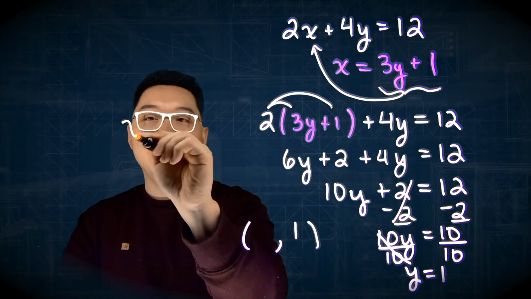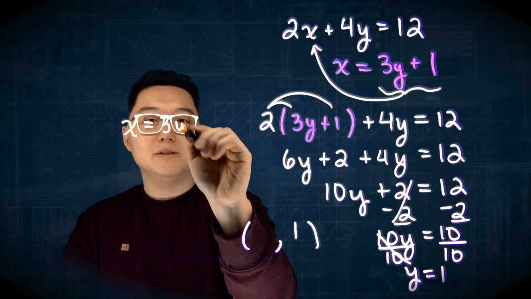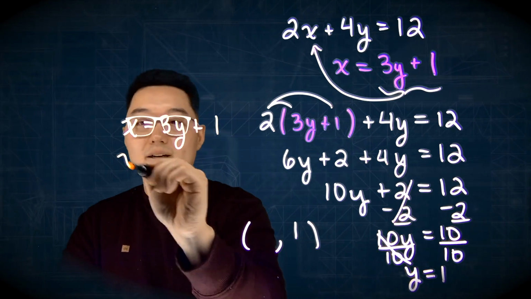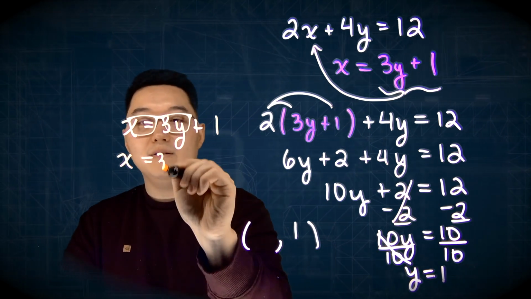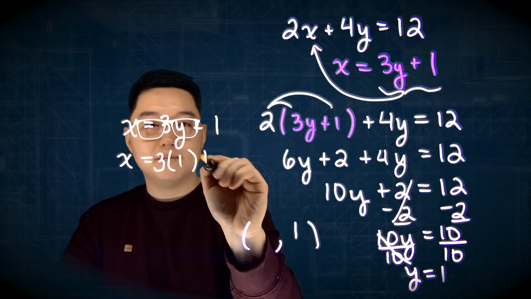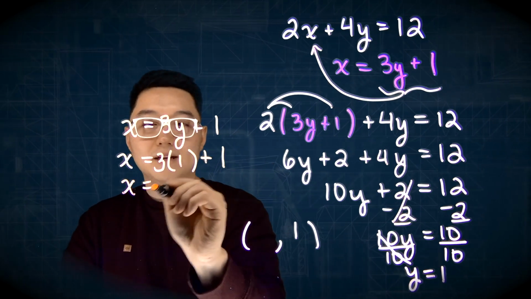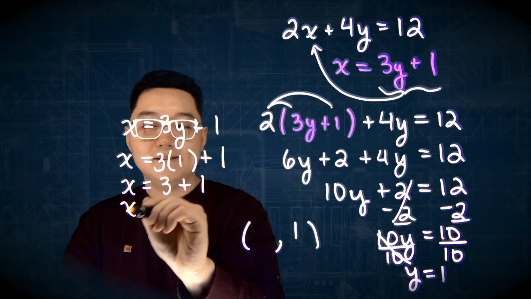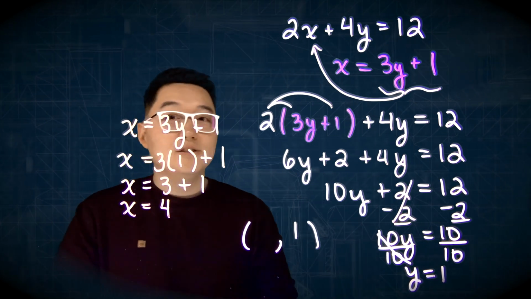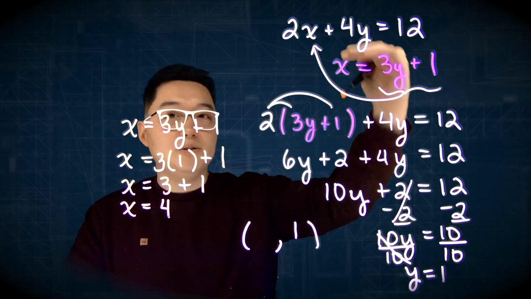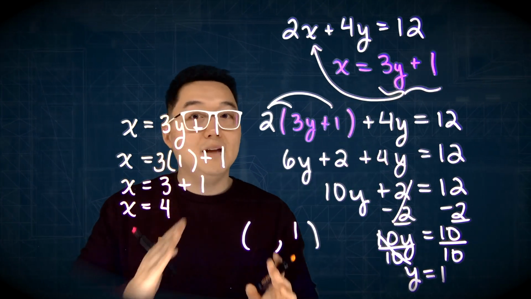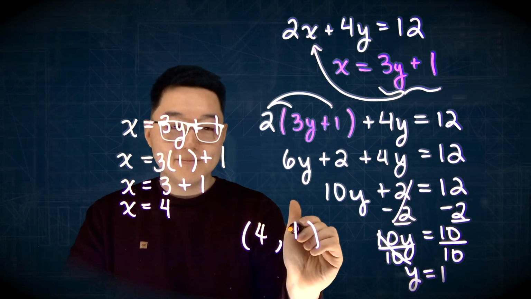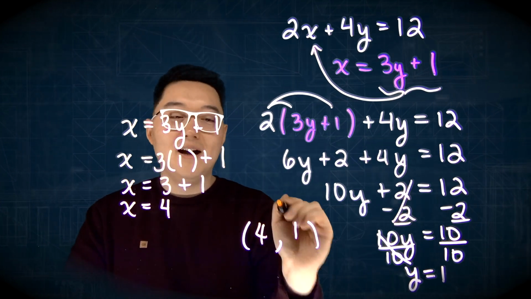So we see x is equal to 3y plus 1. Now y is 1, so we're going to substitute the value of 1 into y. 3 times 1 is just 3. Then 3 plus 1 has to be 4. So the solution to the system of two linear equations, or where these two lines intersect, must be (4, 1). X equals 4, y is equal to 1.